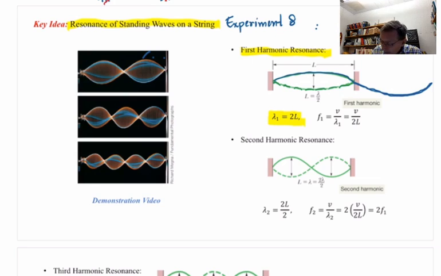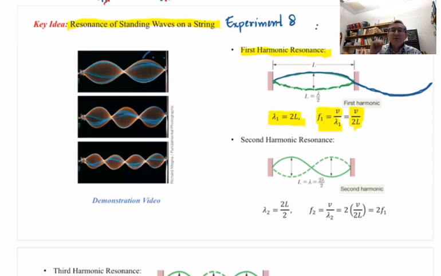That means I can also write down a formula for the frequency of that first harmonic resonance, F1. Using one of the standard formulas for a sinusoidal wave, frequency equals speed of wave over wavelength. So F1 equals V, the speed of the waves that are traveling back and forth on the string, over the wavelength lambda 1. Substituting that lambda 1 is 2L, I get the formula for the first harmonic frequency of the first harmonic standing wave on this string. F1 is V over 2L.